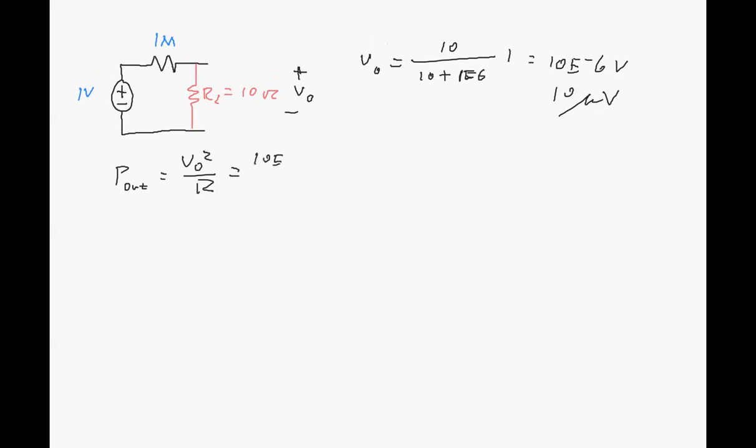That's 10 e to the minus 6 squared, and that's over 10 ohms. That's 1 e to the minus 13. Six squared, so 6 plus 6 is 1 e to the minus 12 divided by 10, 1 e to the minus 13 watts. So that's 0.1 picowatts or 100 femtowatts. Not much power.